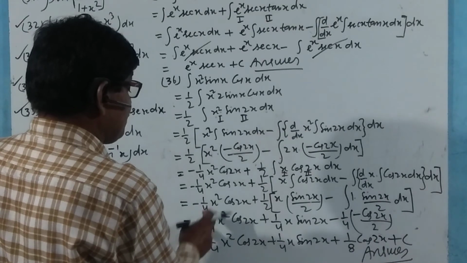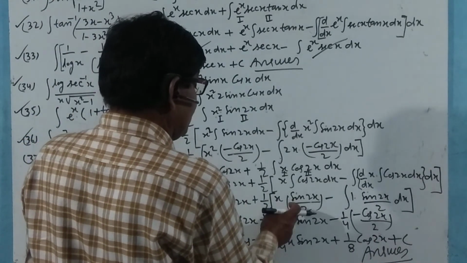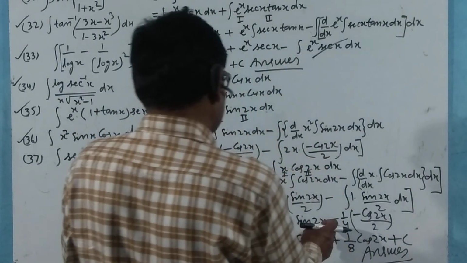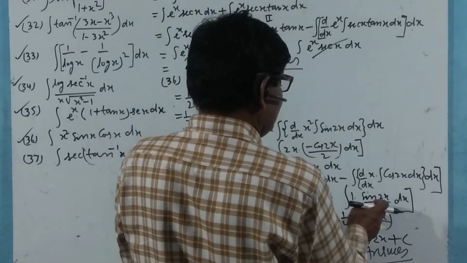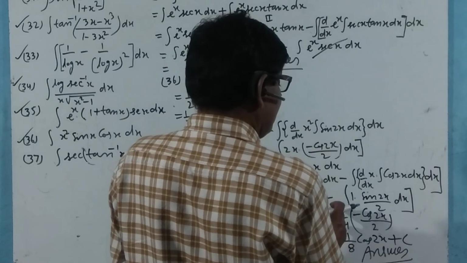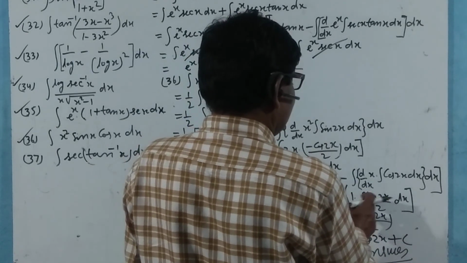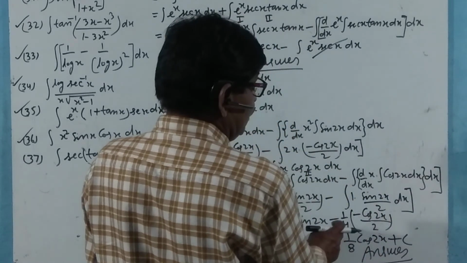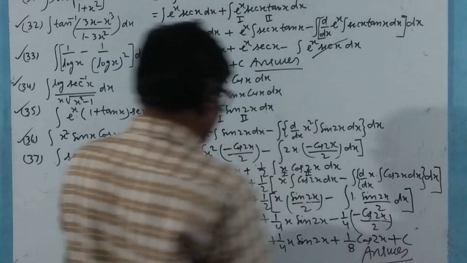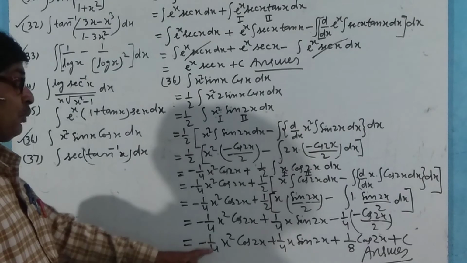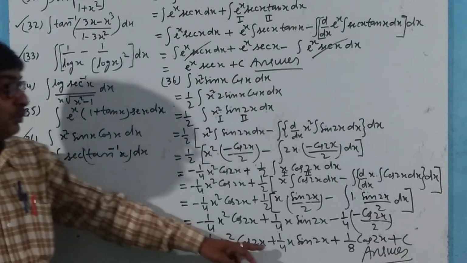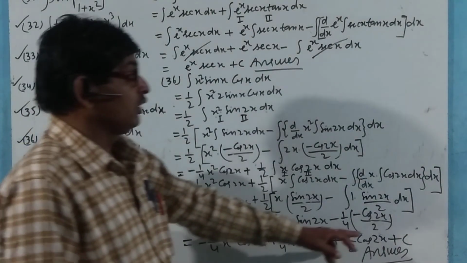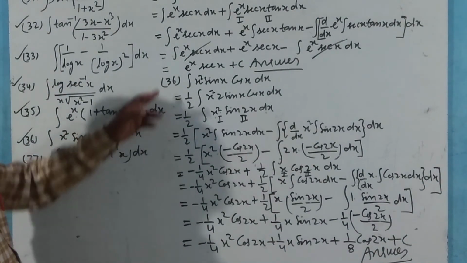Now minus 1 by 4 x square cos 2x, and this is 2 into 2 is 4, 1 by 4 x sin 2x, and here minus 1 by 2 comes here, 1 by 2 into 2 is 4, 1 by 4 here, and integration of sin 2x, that is also minus cos 2x by 2, minus plus 4 into 2 is 8, cos 2x, so that our integration becomes minus 1 by 4 x square cos 2x plus 1 by 4 x sin 2x plus 1 by 8 cos 2x, and add the integrating constant c last. This is the integration of this function.